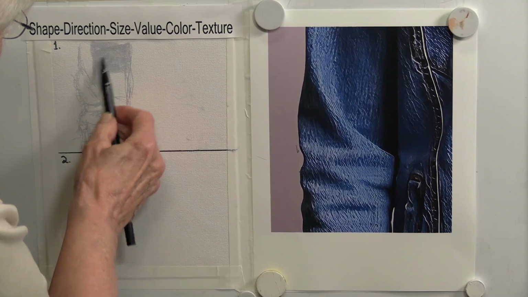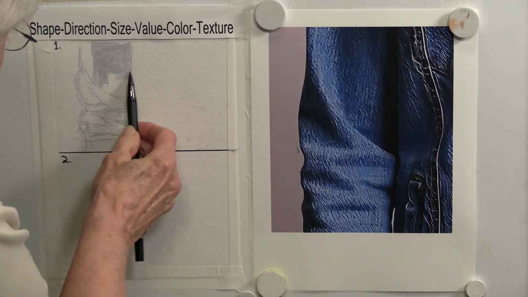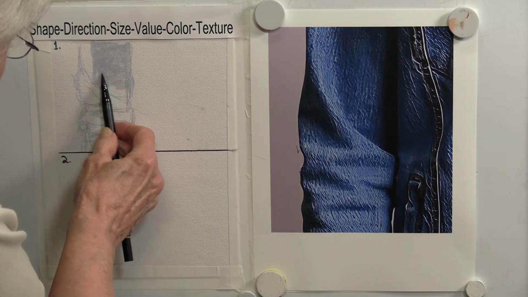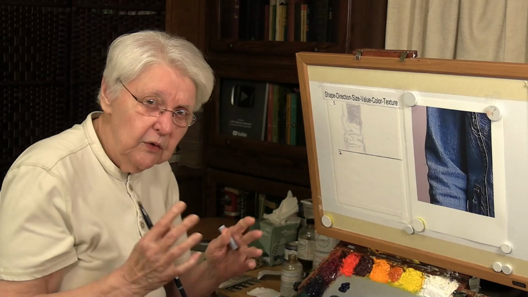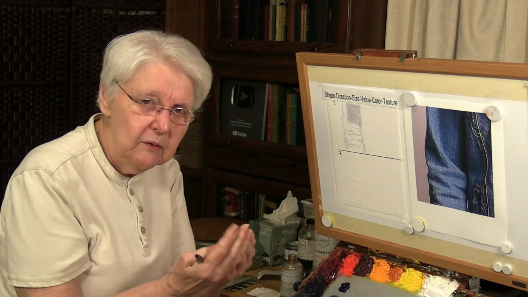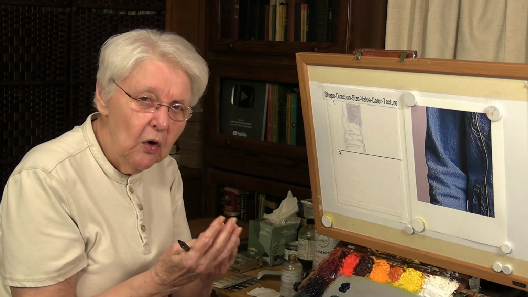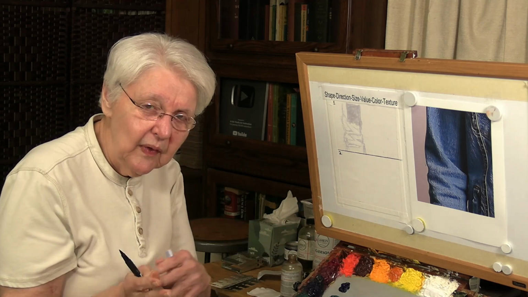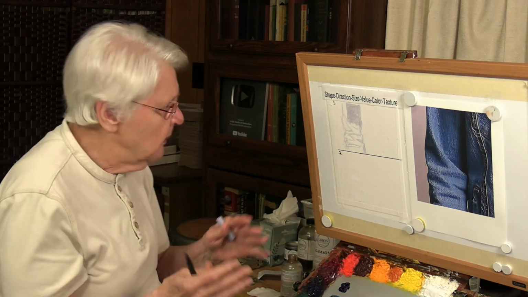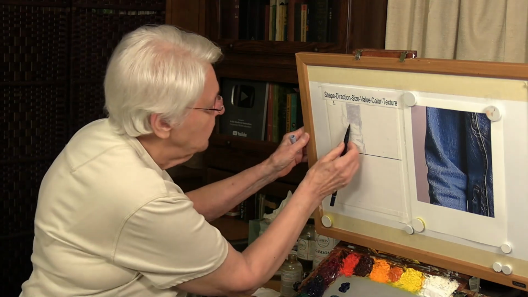A notan is not a value study. A true notan will only show two values. Those values are not a part of the painting. It's a pattern to guide you, to show you where the shadow areas are and where the light areas are. So that's just a diagram. It's all in what we're doing when we're doing notan.